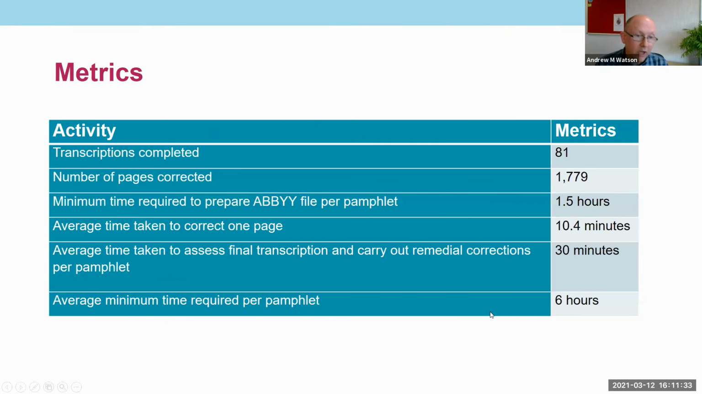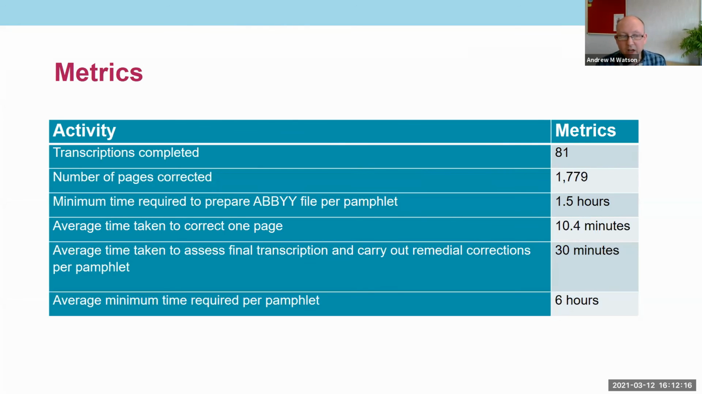So I will finish with a few metrics that we gathered doing the project, which were quite interesting. To start with, you'll see that 81 transcriptions were completed, and we corrected 1,779 pages. And it took approximately a minimum of 1.5 hours to correct the Abbyy files for each pamphlet. For the final assessment, the average time per page was approximately 10.4 minutes. And it took about half an hour at the end of the transcription process to assess each page and to carry out any remedial corrections.